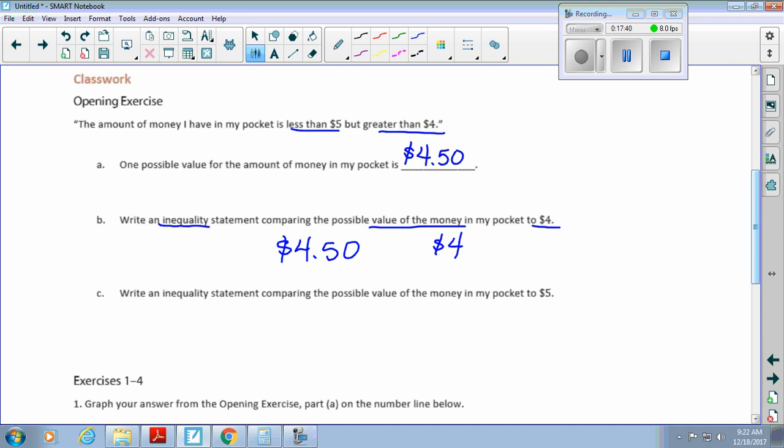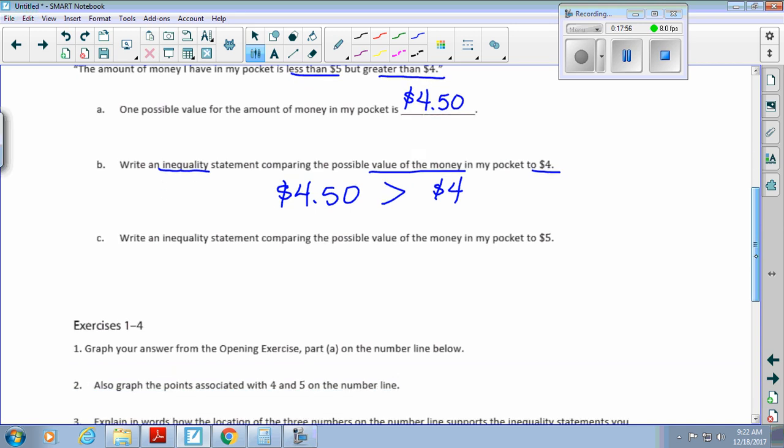$4.50. Very good. So again, we're going to leave the teeth out. The number monster is old now and it lost its teeth. All right, so $4.50 is greater than $4. That's how you would read that. $4.50 is greater than $4.